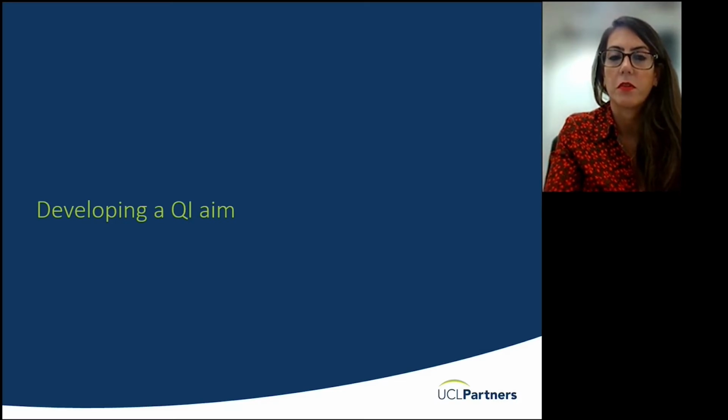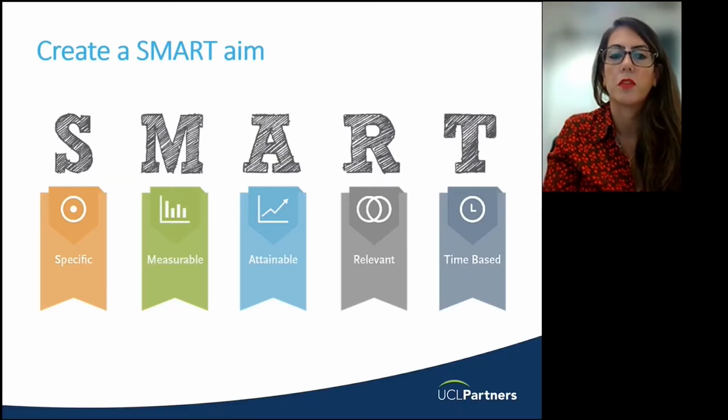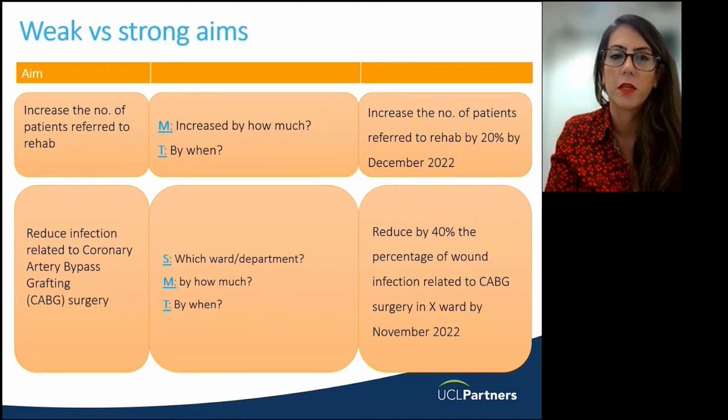So the first thing we want to do is develop an aim around our improvement project. And many of you will have heard about SMART aims. It's about being specific, measurable, attainable or achievable, relevant and time-based. And I'll show you what that means here. So we've got some examples of some slightly weaker aims versus some strong aims, and we'll take the top one because that's most relevant to me.